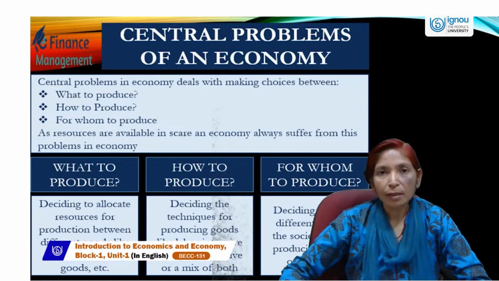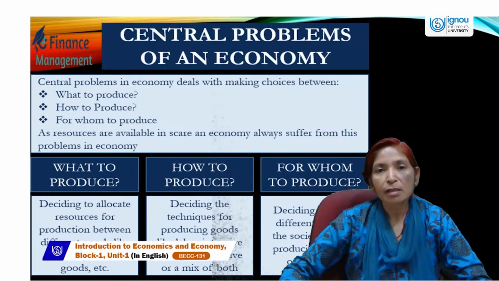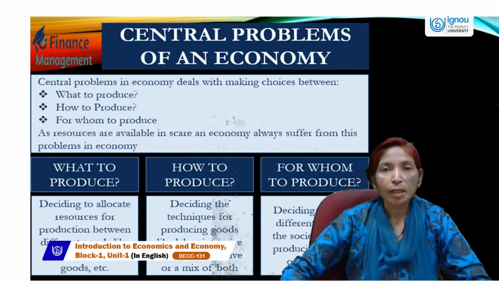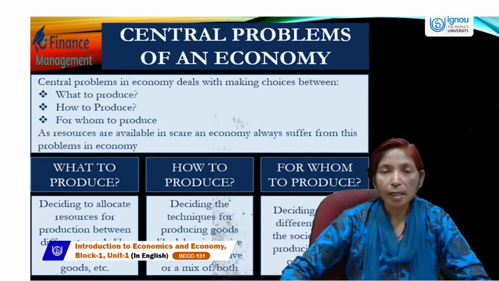And class struggle, the haves and have-nots, the gap between these people, rich and poor, will increase and the demand will fall, because rich people will be very few but poor people will be more, and demand from the majority, like poor people, will fall. So distribution of income decides for whom to produce.